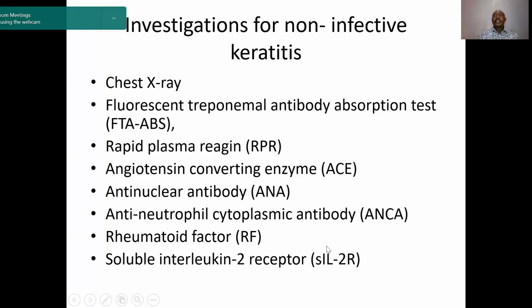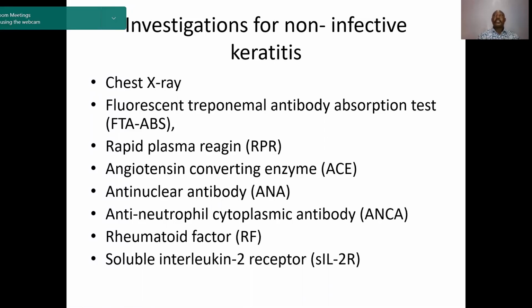For patients that have reasons to suspect systemic diseases like rheumatoid arthritis and other related non-infective causes of corneal ulcers, we may have to extend our investigations beyond corneal scraping for microscopy and also for culture.